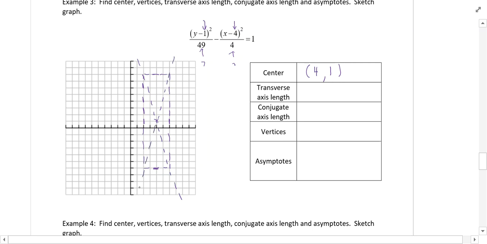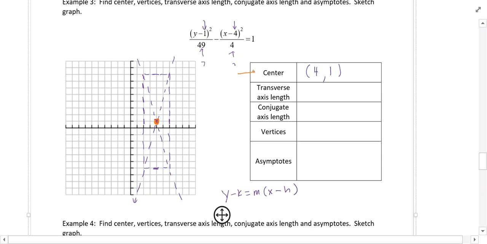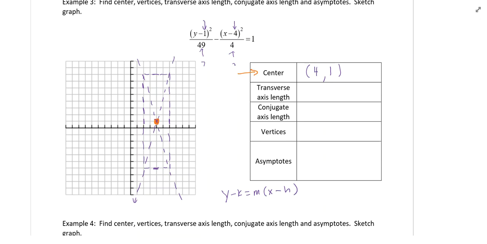So remember, I had said that we could use slope-intercept form, but I could also use point-slope, and here's where point-slope is going to come into play. The point-slope form looks like y minus k. The point that I'm going to use is the point that both of those asymptotes go through, which is right here, which is the same as my center. I love it when things look nicely like that.